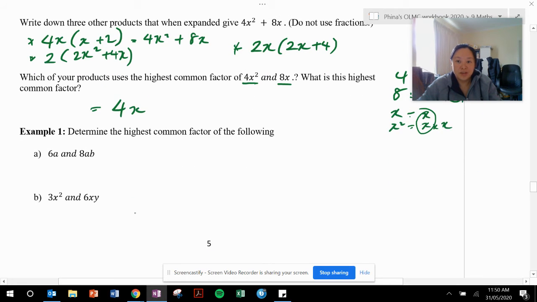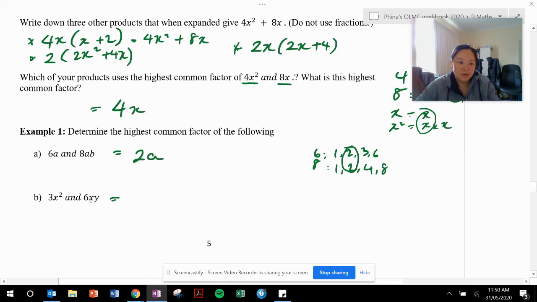So let's do a few more examples. We want to determine the highest common factor of the following. 6a and 8ab. Let's just deal with the numbers 6 and 8 first. The factors of 6 are 1, 2, 3, 6, and the factors of 8 are 1, 2, 4, 8. So our highest common factor is 2. And then look at the letters. What do they have in common? We've got a and ab. The a's are in common.